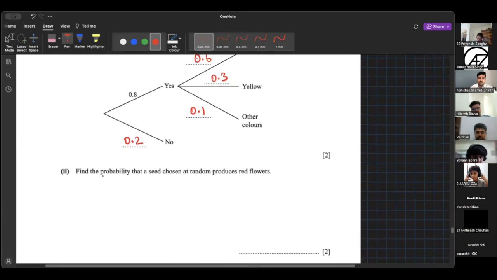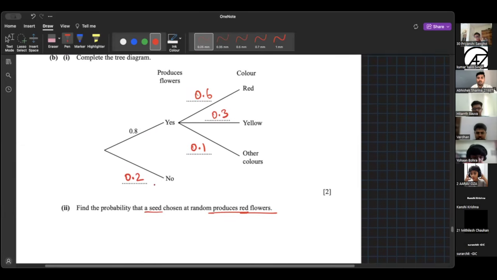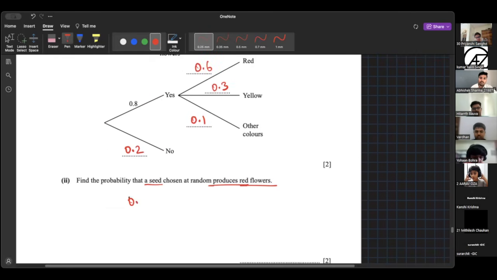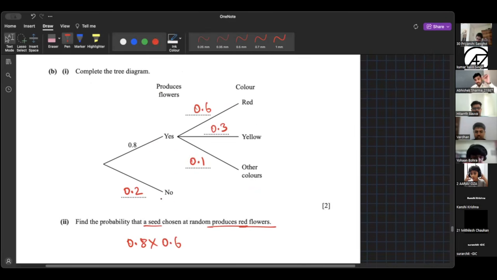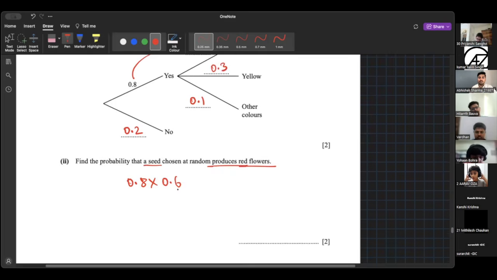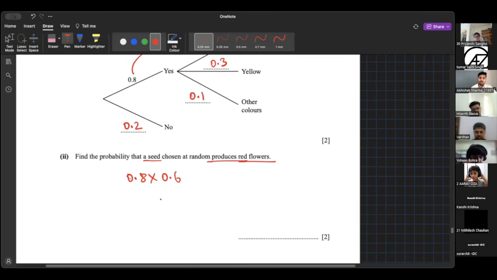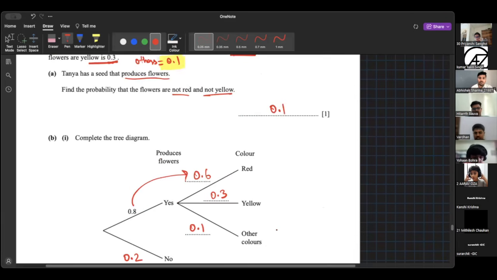Second part, it says find the probability that a seed chosen at random produces red flowers. So what's the probability for red flower? 0.8 multiplied by 0.6. So it produces flowers and it should be red. So 0.8 multiplied by 0.6. Clear? So this should be how much? 0.48. Let me cross check.